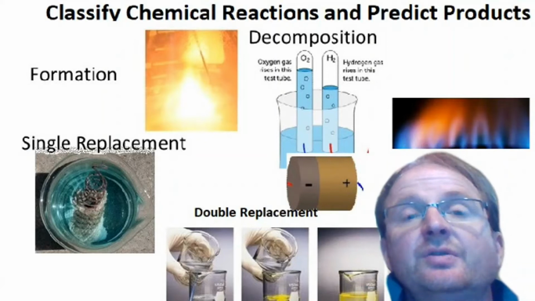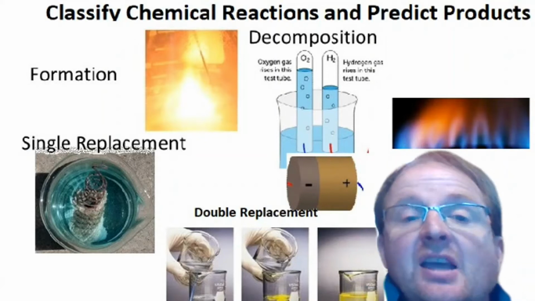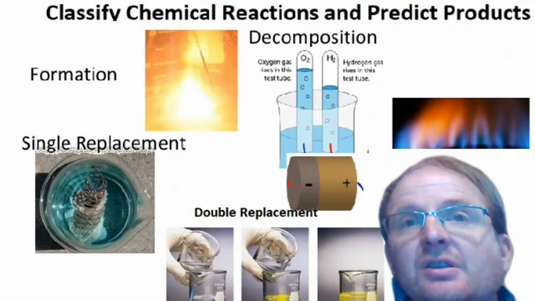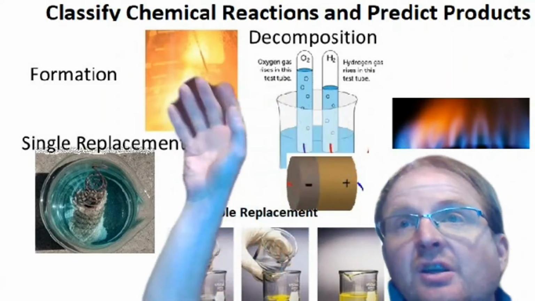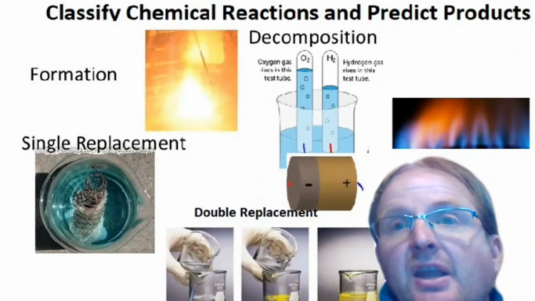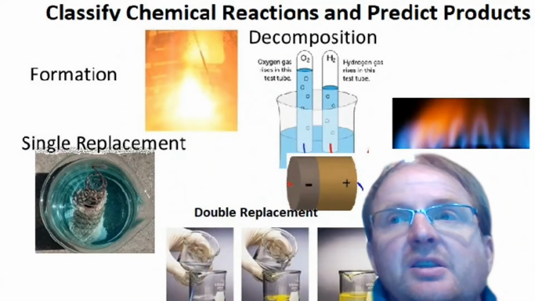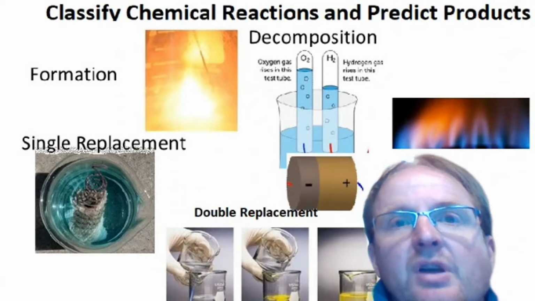Science 10. So in this video, we're going to be looking at classifying chemical reactions and predicting the products. Here you can see 4 different ones. We're going to look at each of these really quick, but take note of some of the names that you see and just take a look at these pictures. But let's begin. Let's start by looking at formation reactions.